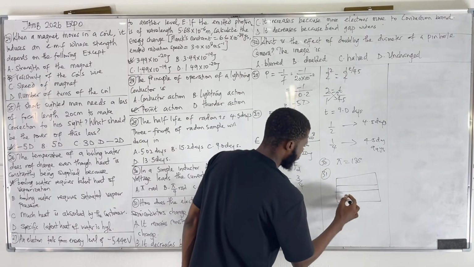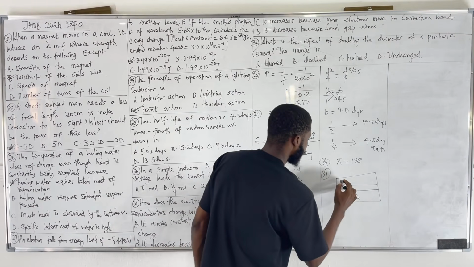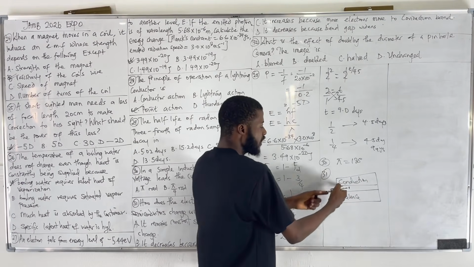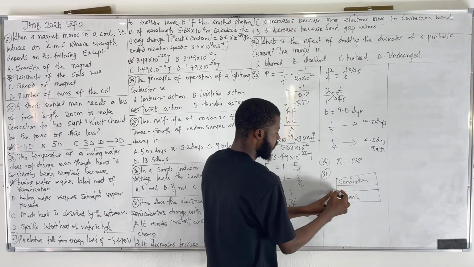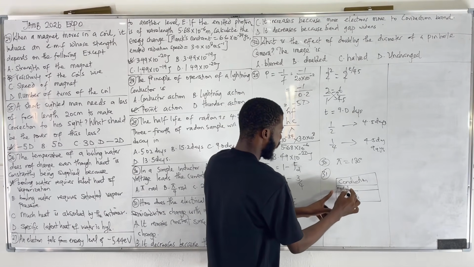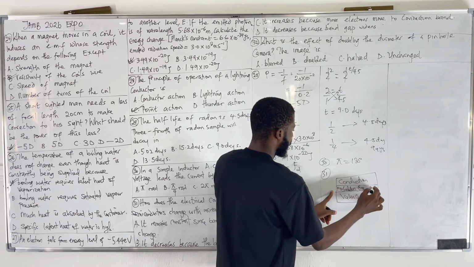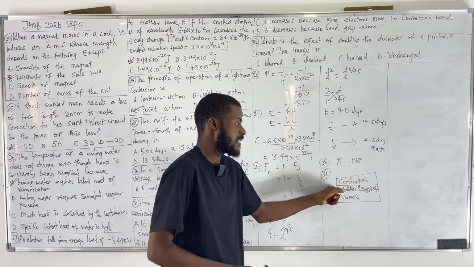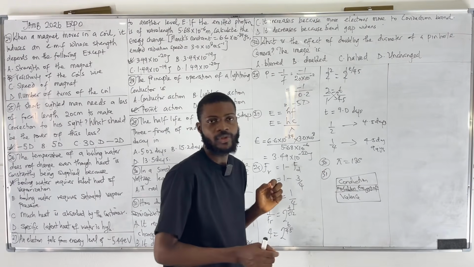So this gap is the valence band. This is the conduction band. This place is called the forbidden energy gap. That's what this place is. So this is a gap, a space between the valence and the conduction band.